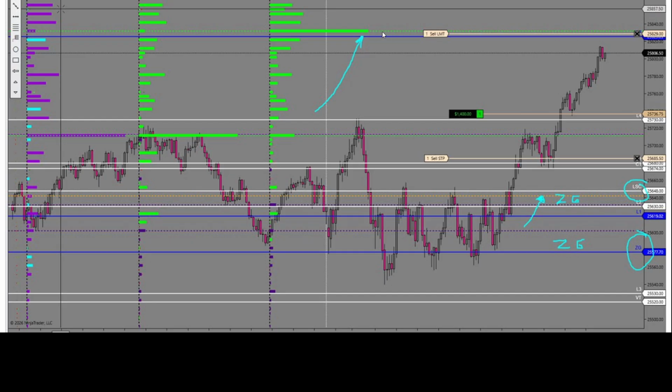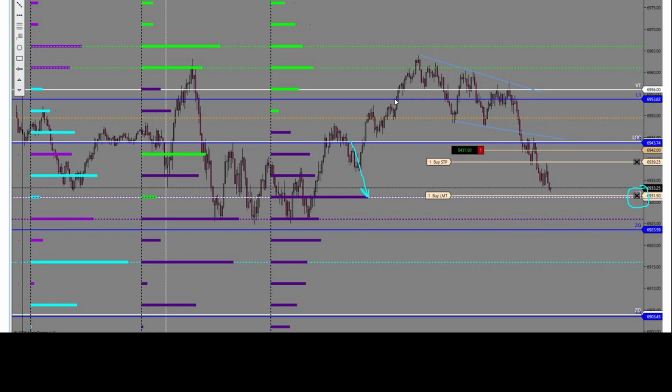Here another example. Price over the 0 gamma for 0 DTE. Price touched the maximum Gex, price started to fall, and you can get a short position here after it broke the 0 DTE levels. When do you get out? At this level.